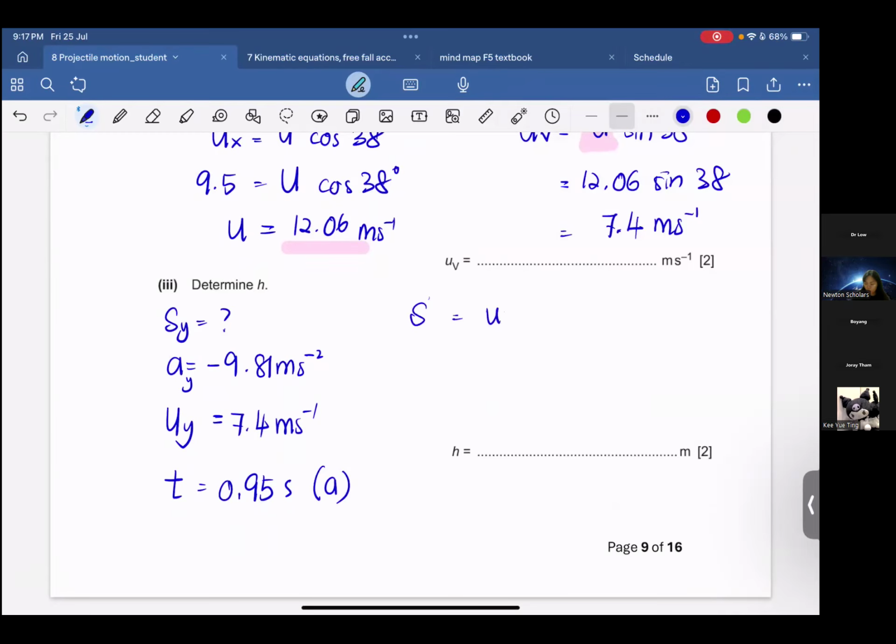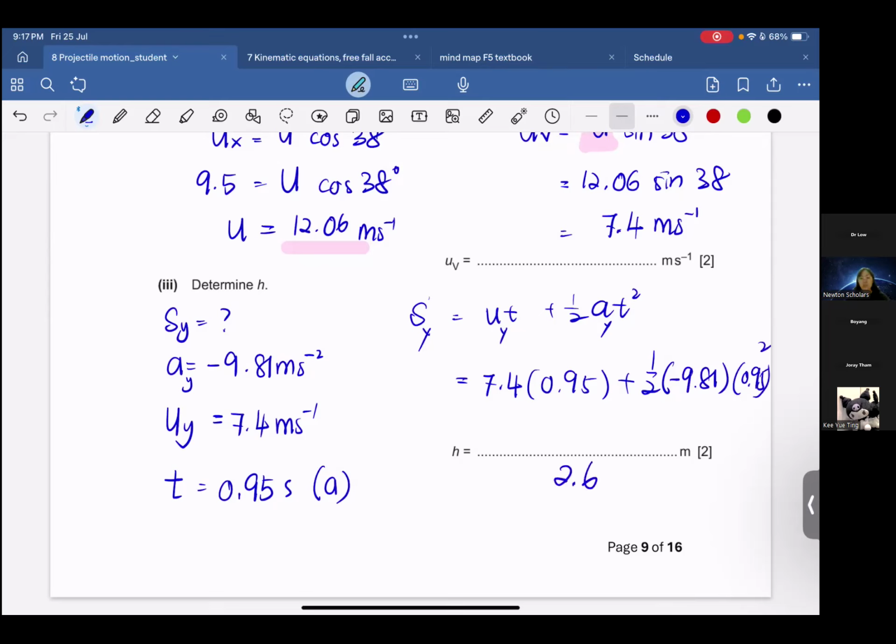Okay, S equals UT plus 1 over 2 AT squared. Remember, you are talking about Y. So here, U is 7.4, the time is 0.95, plus 1 over 2. The whole process is projected upward, so here, negative 9.81 times 0.95 squared. Your final answer should be 2.6 meter. Okay, 2.62. So boys and girls, if no question, we go to page number 10, question number 8.